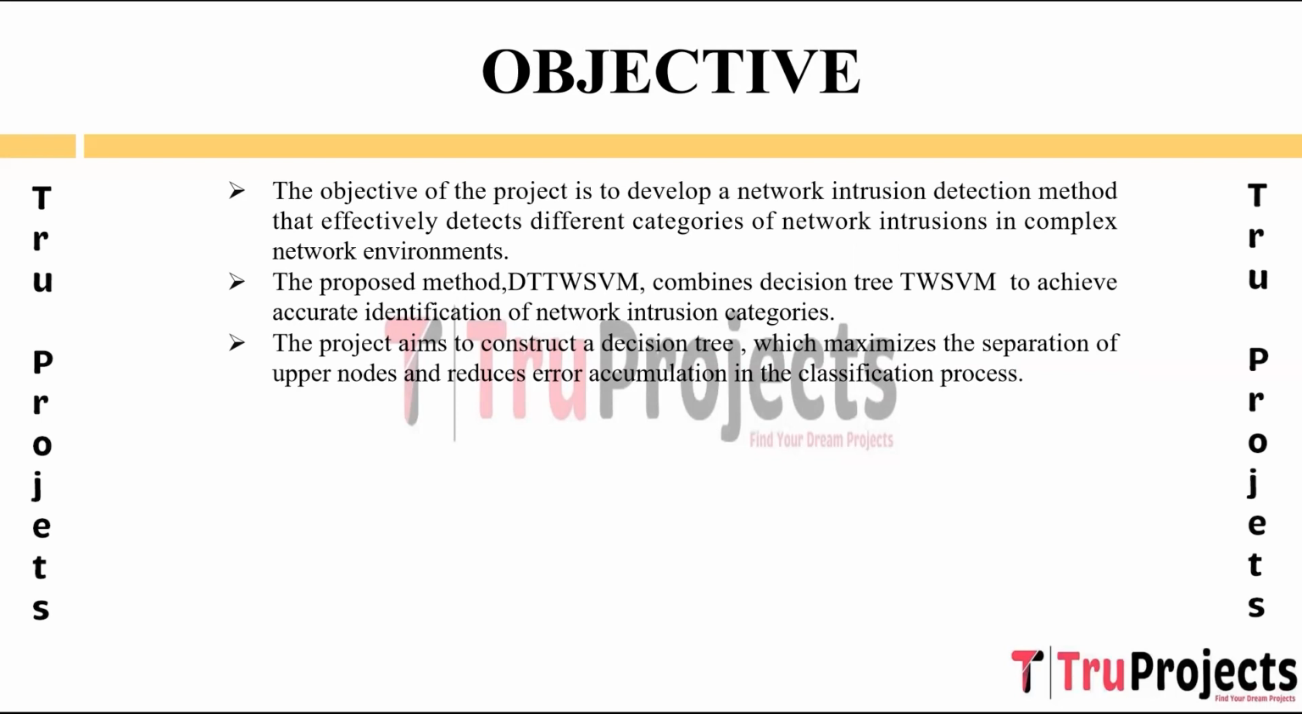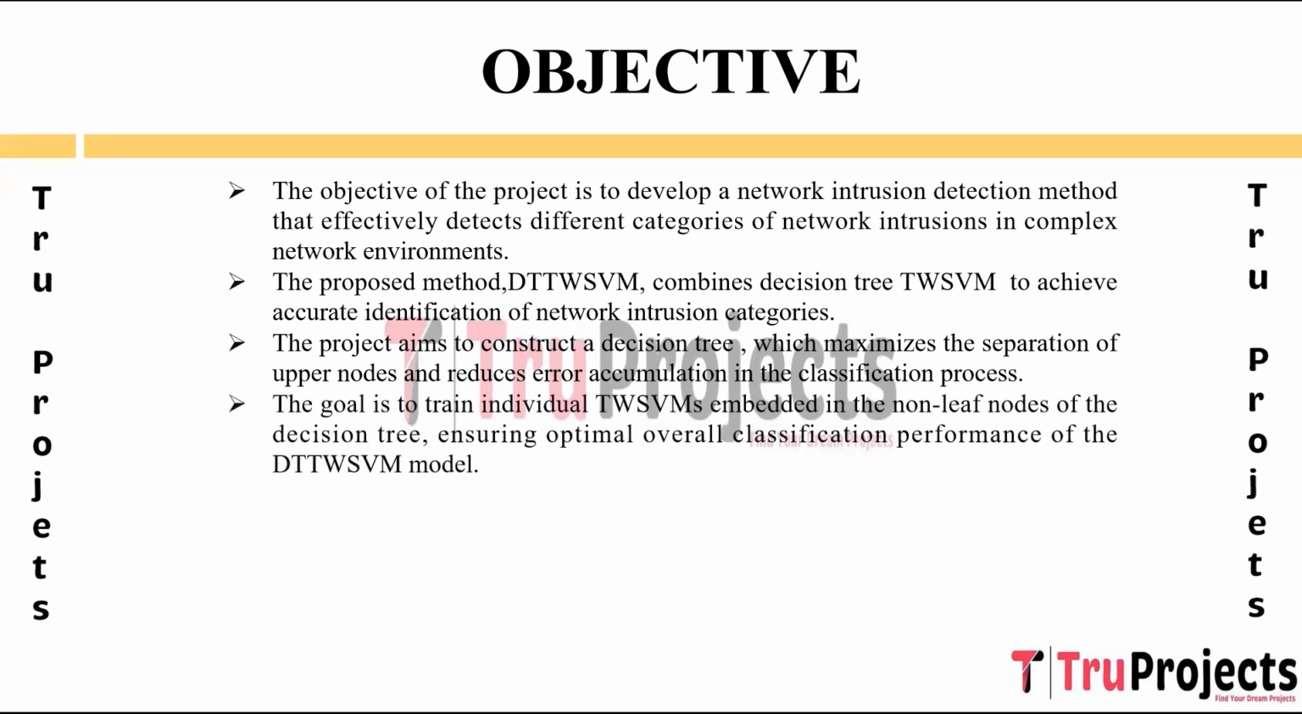This decision tree construction strategy focuses on maximizing separation at upper nodes. By doing so, it aims to reduce error accumulation during the classification process. This strategic construction enhances the model's accuracy and robustness. The goal is to train individual twin support vector machines (TWSVMs) embedded within the non-leaf nodes of the decision tree. This approach ensures that each node in the decision tree is equipped with an optimized TWSVM model, collectively contributing to the overall optimal performance of the DTTWSVM model.